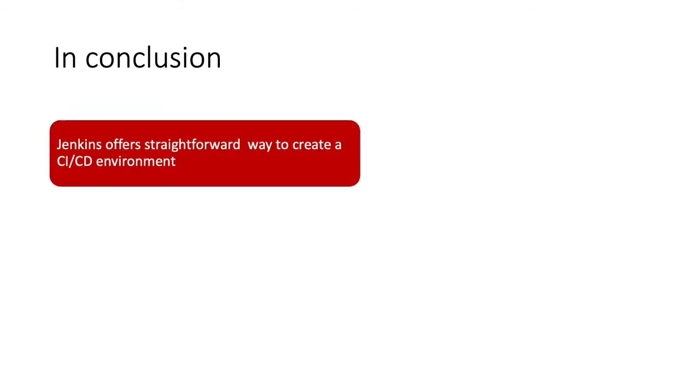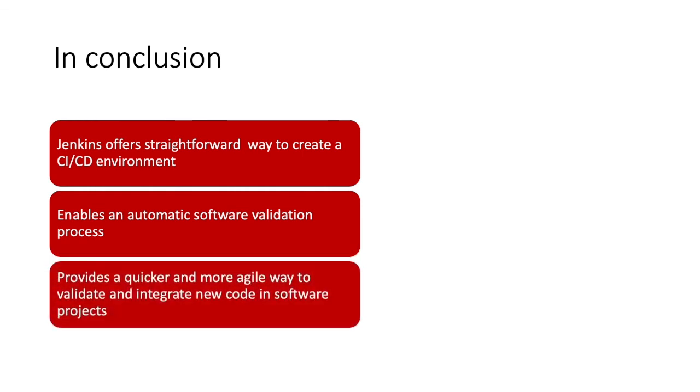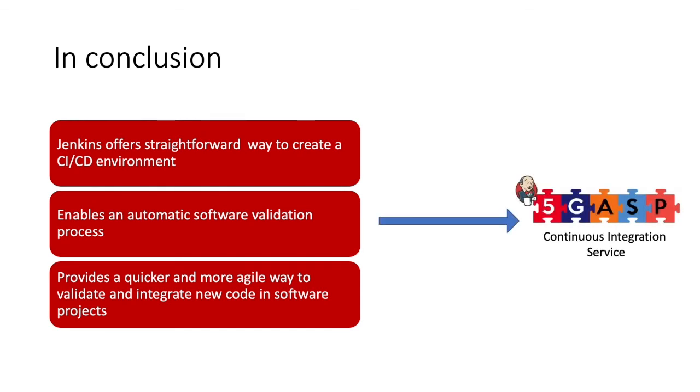To summarize, Jenkins offers an industry-standard and straightforward way to create a CI/CD environment that enables an automatic software validation process. Despite requiring the creation of testing scripts, it still provides a quicker and more agile way to validate and integrate new code in software projects, thus being used in the 5GASP CI/CD service.